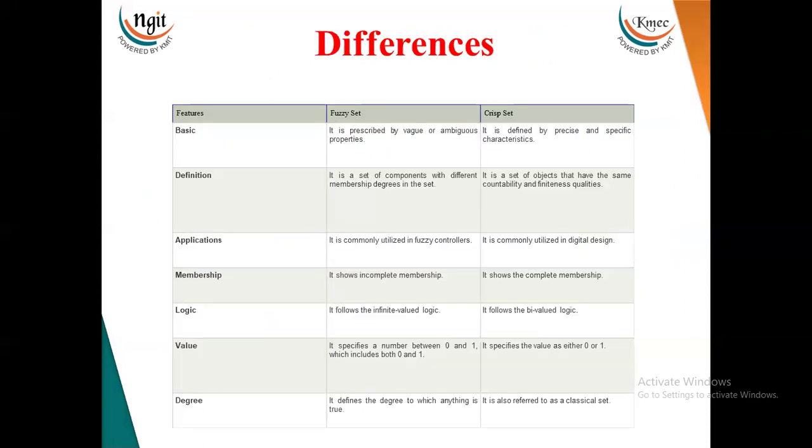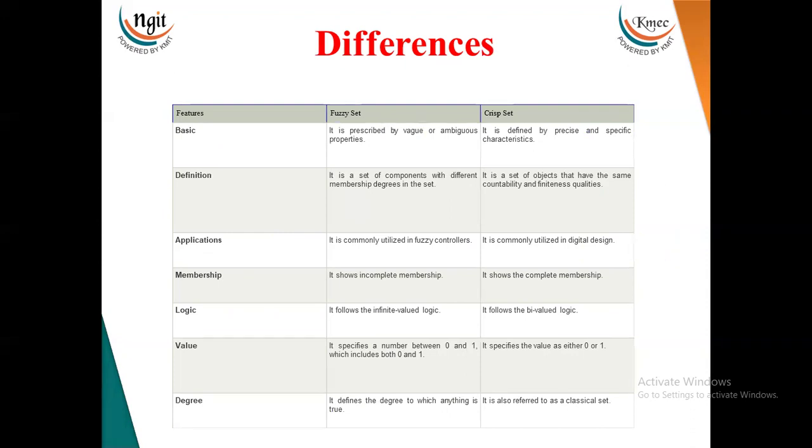Now, what are the basic differences between a crisp set and a fuzzy set? The first one is that a fuzzy set has vague or ambiguous properties, which means it will work with vague or ambiguous data. Second, the crisp set will only work with specific and precise data. So if there is any may or may not be, or if I don't have the complete data, the crisp set will not work, but the fuzzy set will work.